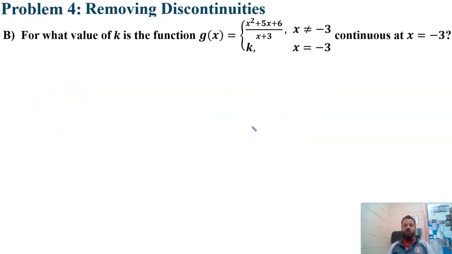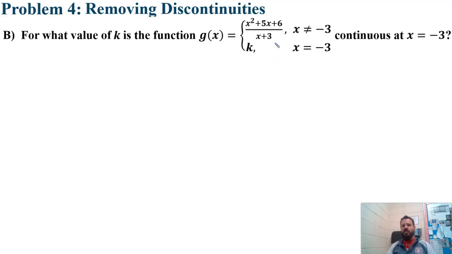Let's take a look at another way this type of problem can work out. Once again, for what value of k is the function g of x continuous at x equals negative 3? Once again, we have a piecewise defined function, and this time we're going to define it as this rational function here for every x value except for negative 3. And at negative 3, we're going to assign it the value of k. So let's take a look at how we can make this continuous.